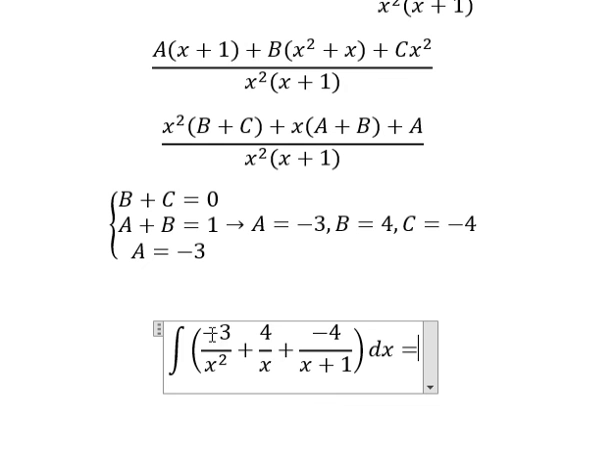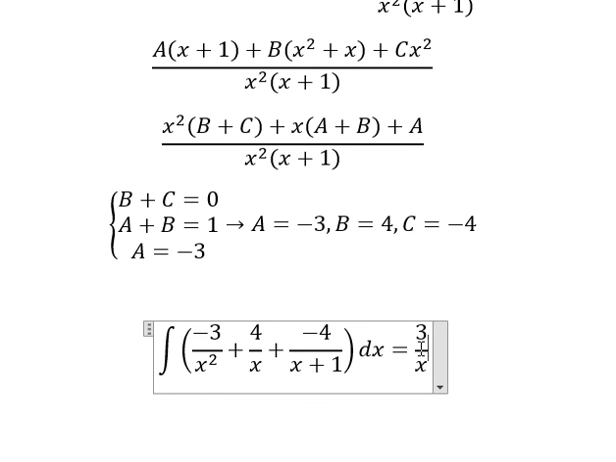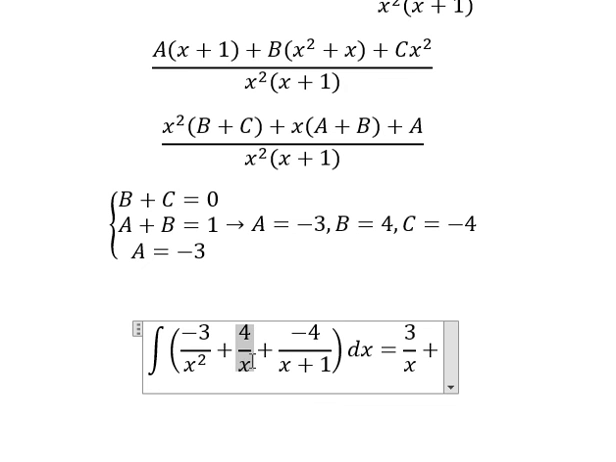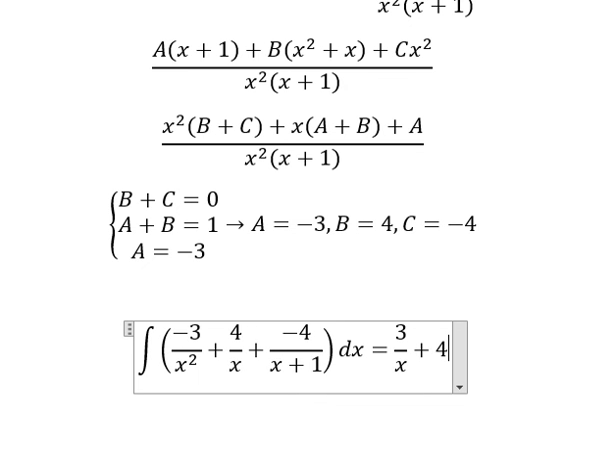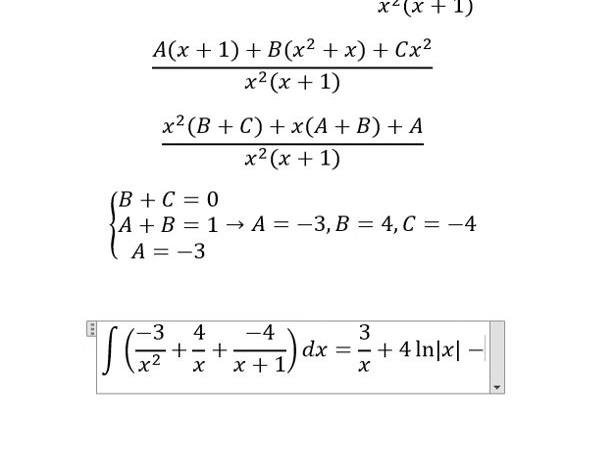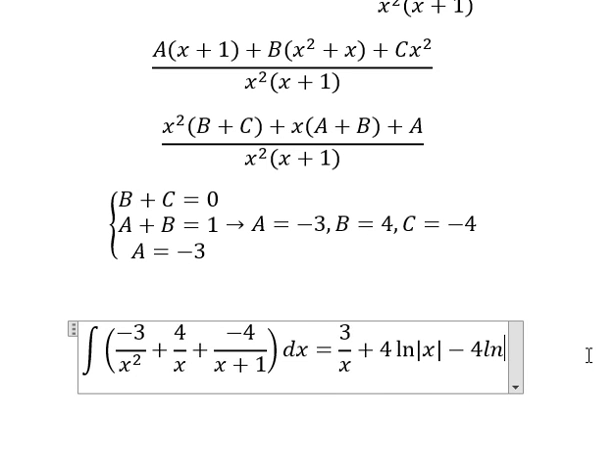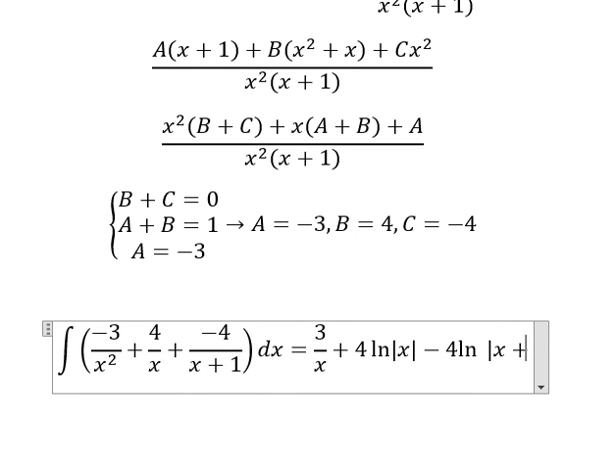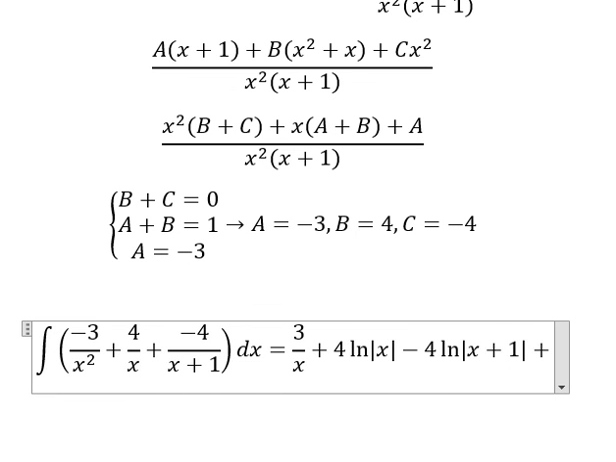The integration of negative 3 over s squared in here, we have 3 over s. The integration of this one, we have 4 ln of the absolute value of s. The integration of this one, we have negative 4 ln of the absolute value of s plus 1. And then we put plus c.